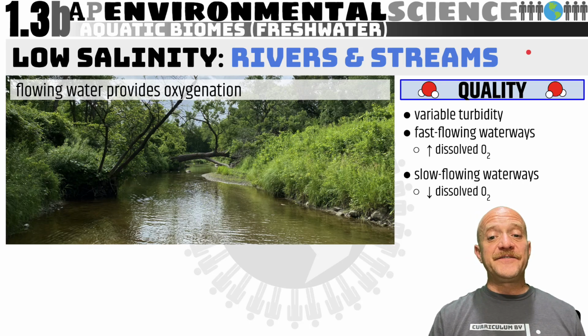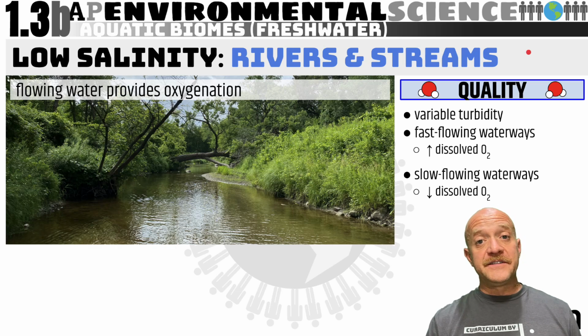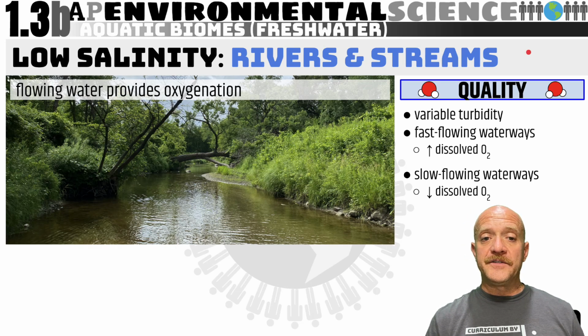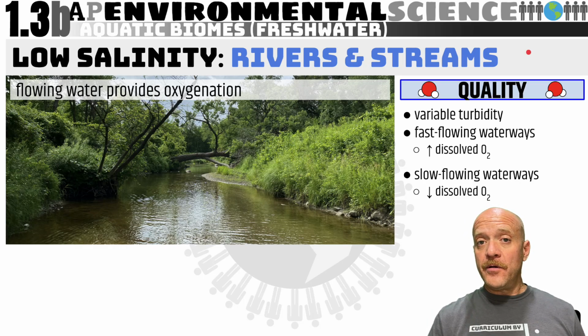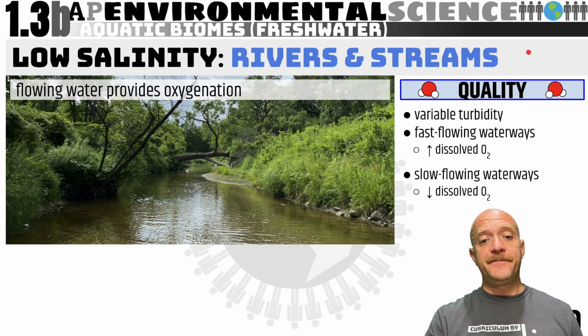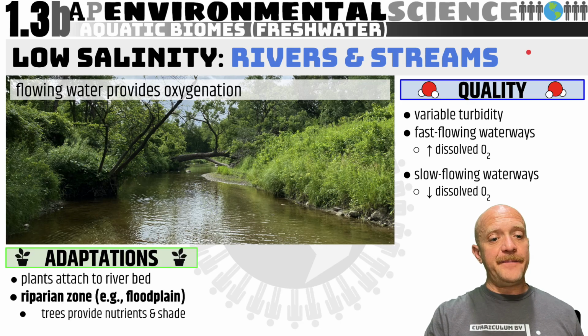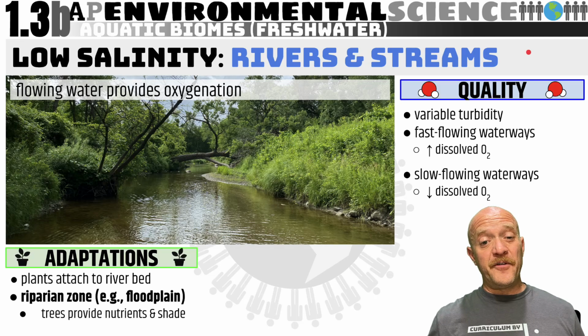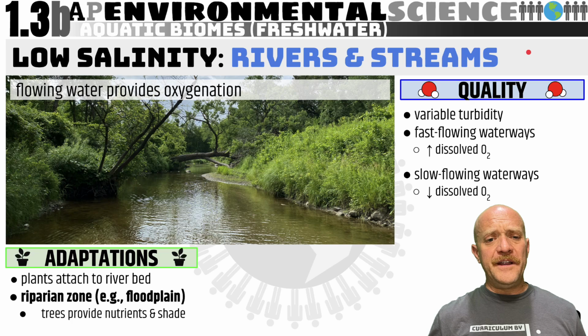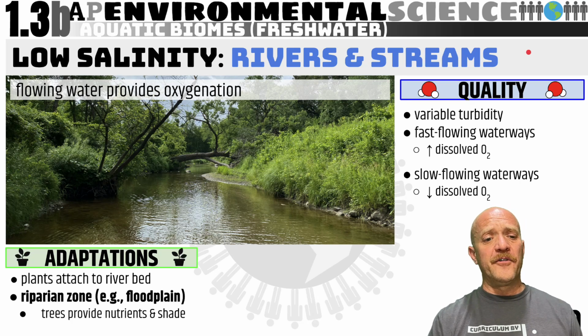Now, if you have a fast-flowing waterway, you will have higher levels of dissolved oxygen, and slow-flowing waterways will have lower levels of dissolved oxygen. And likewise, remember that warm water holds less oxygen. As bodies of water become warmer, the oxygen will evaporate. Now, the common plant adaptations: the plants will attach to the riverbed or somehow attach to maybe the rocks or near the rocks in the river or stream.